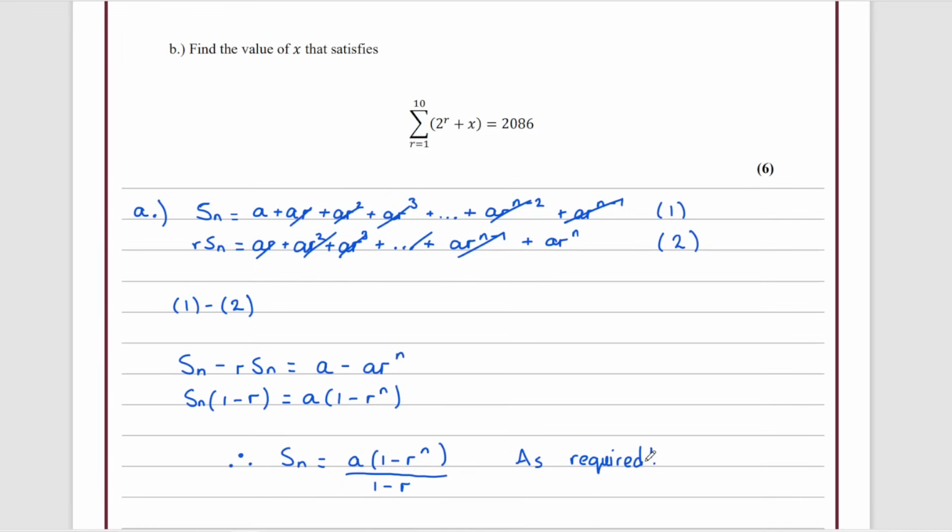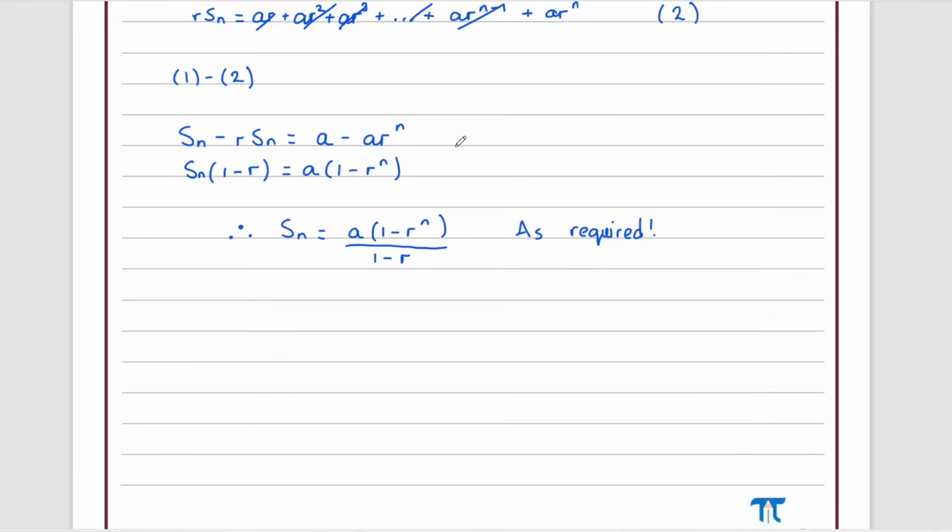Now, if we take a look at part B, it says find the value of x that satisfies, and we've got the sigma notation here. I've got the series of 2 to the power of r plus x, from r equals 1 to 10, and this is equal to 2086. So where do we begin here? We're not really given any clues on where to begin. If we think about this for a moment, you might hopefully recognize that 2 to the power of r, on its own, would form a geometric series, because this is just powers of 2. So my common ratio would be 2, and my first term would also be 2.